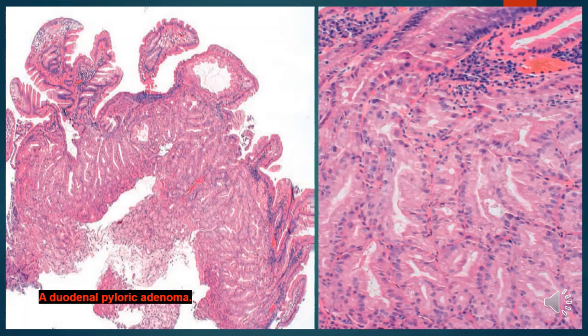As you can see in the image, the duodenal pyloric adenoma is composed of tightly packed tubules resembling pyloric glands of the stomach. There is minimal inflammation in this slide, sitting right at the top of this image. The nuclei are basally located, small, with red-appearing cells in there.